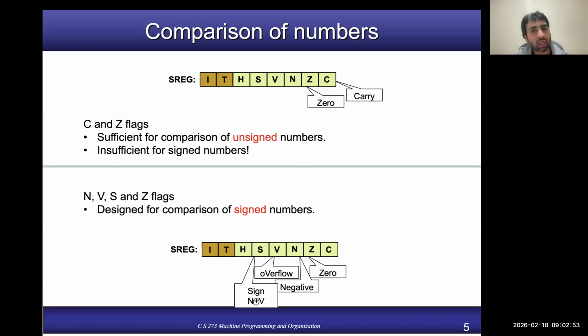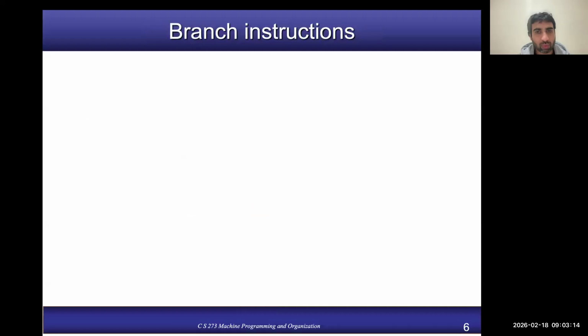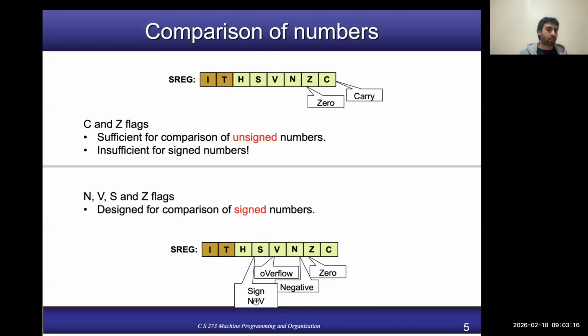And why are we even talking about comparing unsigned numbers? Because we are going to talk about branch instructions, and branch instructions basically look at the value of these flags. And the values of these flags are set as a result of comparison. Let me first give you a quick overview of how the Z and C flags are used when comparing unsigned numbers, and then I will go to the next slide.